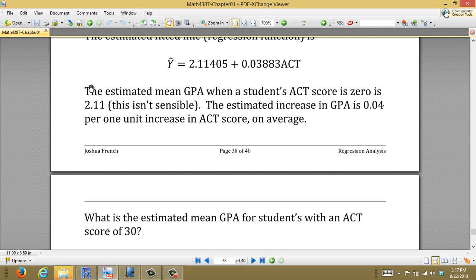On the other hand, the interpretation of the slope parameter, beta 1 hat, is that the estimated increase in GPA is 0.04 per 1 unit increase in ACT score on average. In other words, if we look at a student who has a certain ACT score, and then we increase the ACT score by 1, the average GPA, the expected GPA at the end of their freshman year is going to be about 0.04 points higher than it would if they had an ACT score 1 point lower.